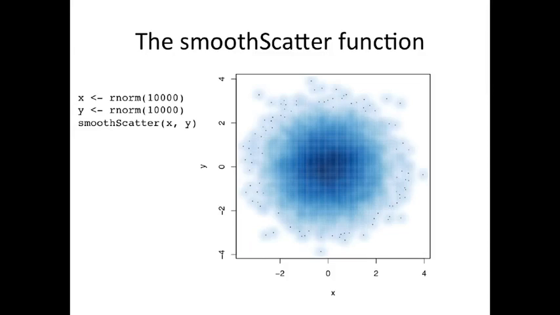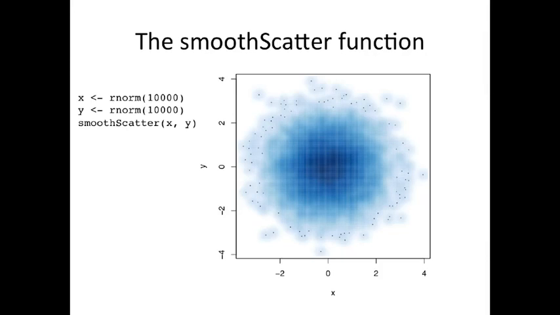Another function that uses the Color Brewer palettes is the smooth scatter function, which comes with R. This function is particularly useful if you have to make a scatter plot of a lot of different points, and you don't want to just have a bunch of dots on the screen that are overlapping each other. So here I'm plotting 10,000 points, and if I were to just plot this using the plot function, I would get a mess of points that are overlapping each other. It's hard to see the details.